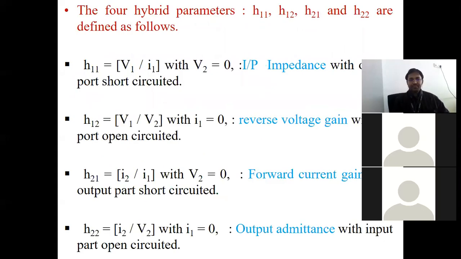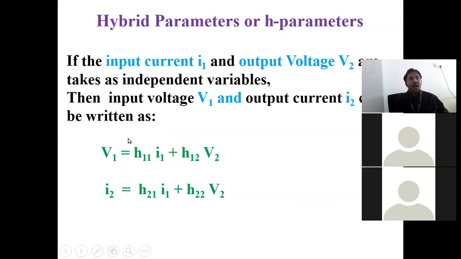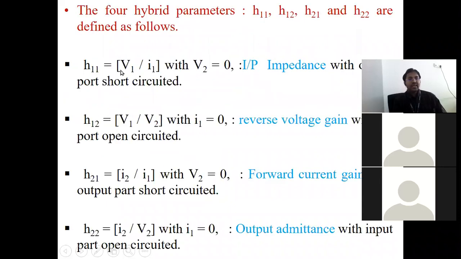Anyway, so now how do I define H11? I have taken some constants and built the equation. If I make V2 zero, H11 will be simply this part, since the term after the plus is now zero. So H11 is simply V1 by I1 if V2 is 0.